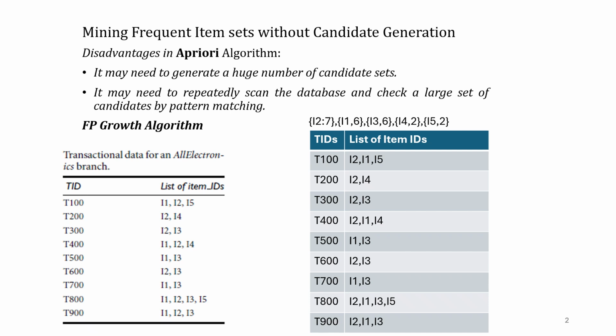When you come to T200, you have I2, I4, where I2 is the first highest and I4 is next. So I'm putting it as such. When you come to T300, I2 is the first highest, then I3. When you come to T400, where you have I1, I2, I4, I2 is the first highest, then I1, then I4, which is 2. So it will be 7, 6, and 2: I2, I1, I4. Likewise, I have arranged everything from T100 to T900 according to the descending order of occurrences of items.